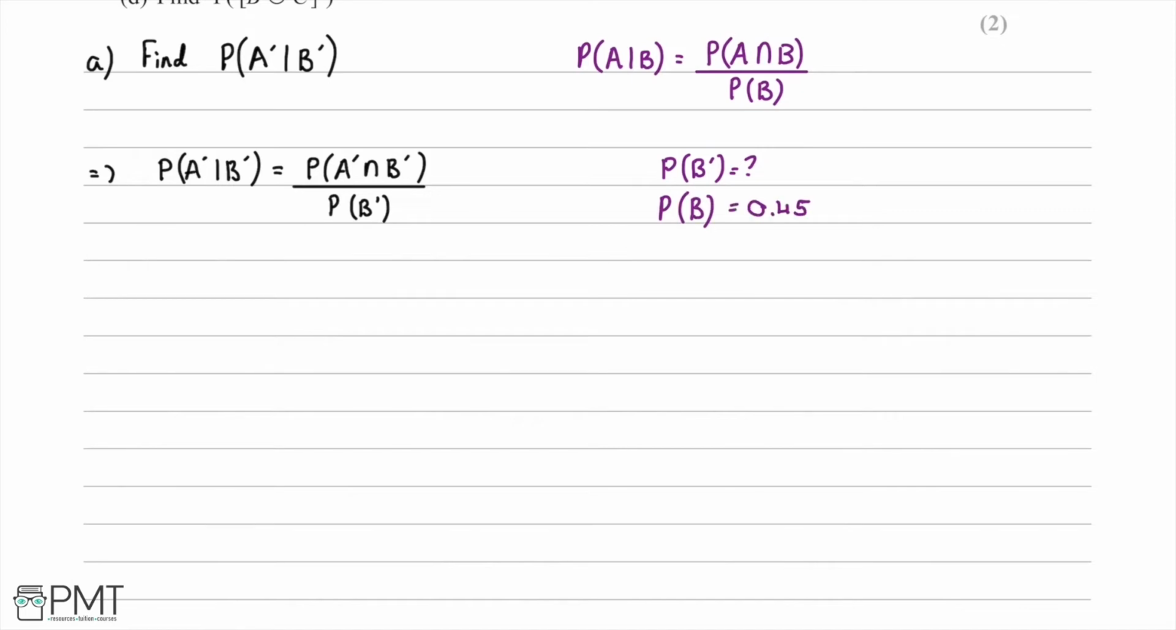So then the probability of not B, or complement B, is therefore going to be 1 minus 0.45, which is equal to 0.55. And now we want to work out the probability of the complement of A intersected with the complement of B. And how are we going to do this?